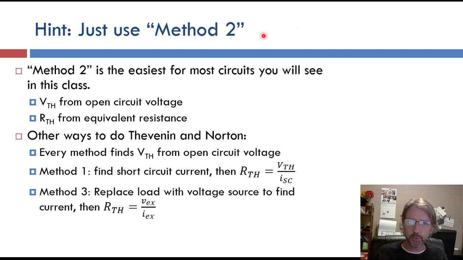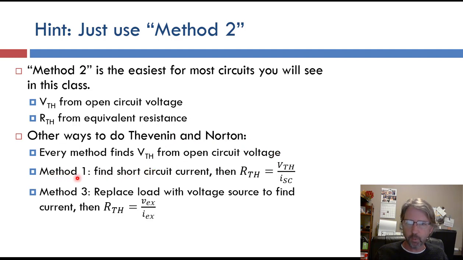So that was method 2. It's the easiest, I think, because we just do one analysis, the open circuit voltage for the Thevenin voltage, and then we do equivalent resistance for the Thevenin resistance. And so there are some other methods that we'll look at next. Everyone uses the open circuit voltage analysis to find the Thevenin voltage. So it's the same analysis here for any Thevenin approach.